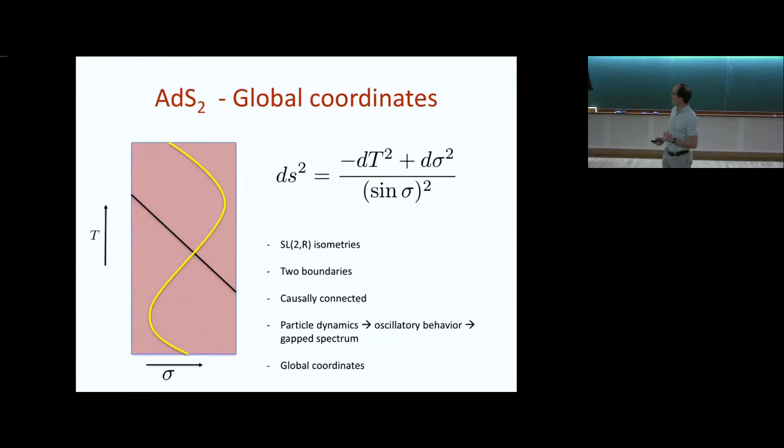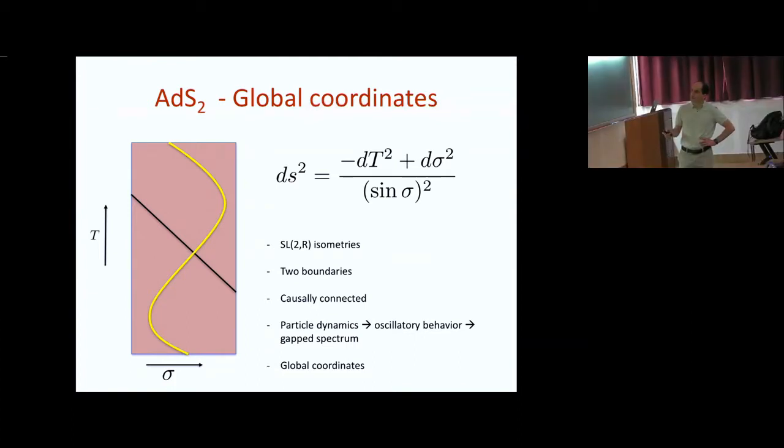Okay, so this part is about trying to understand global AdS2. What do I mean by that? We have AdS2 spacetime. It's a spacetime that is two-dimensional. It has a global time, T, which runs along this vertical direction in the Penrose diagram. And the coordinate sigma is a space-like coordinate, which takes a finite range from 0 to pi in these coordinates. So it's basically a strip. The Penrose diagram is conformal to this strip. But of course, we have this warp factor.